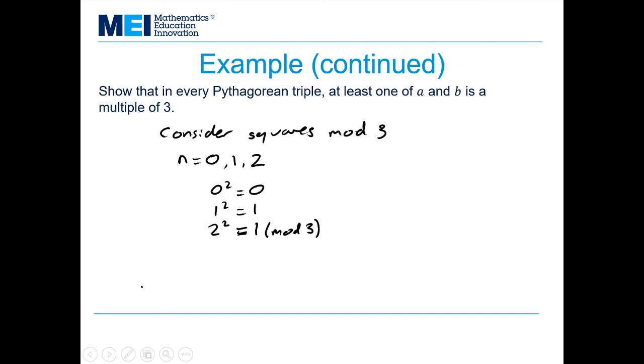Now, suppose that neither a nor b is a multiple of 3. Then I would get that a squared plus b squared would be 1 plus 1, which would be 2 mod 3. But there aren't any squares that are 2 mod 3, so c squared can't possibly be 2 mod 3. Therefore, if a squared plus b squared equals c squared, then at least one of a and b must be a multiple of 3. Let's look at that written out a little bit neatly.